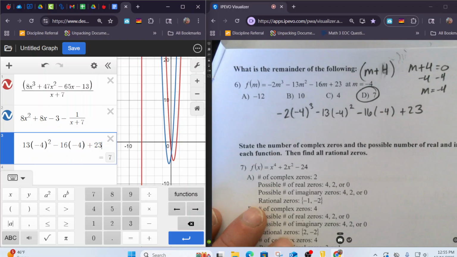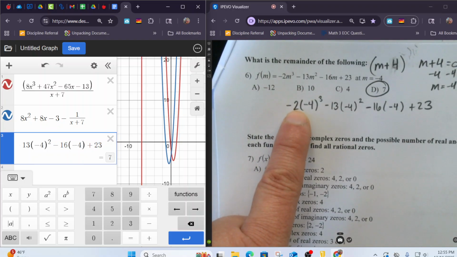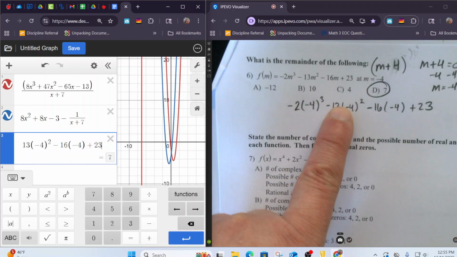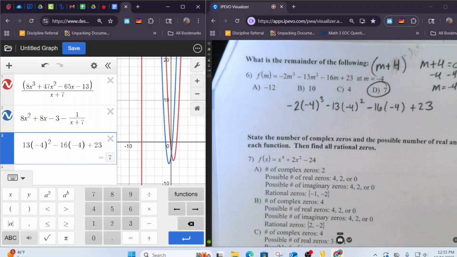That's your answer. Negative 377? Something's probably not plugged in. Did you put all your negative 4s in parentheses? Yeah. Oh, it's negative. Oh, shoot. Yep.